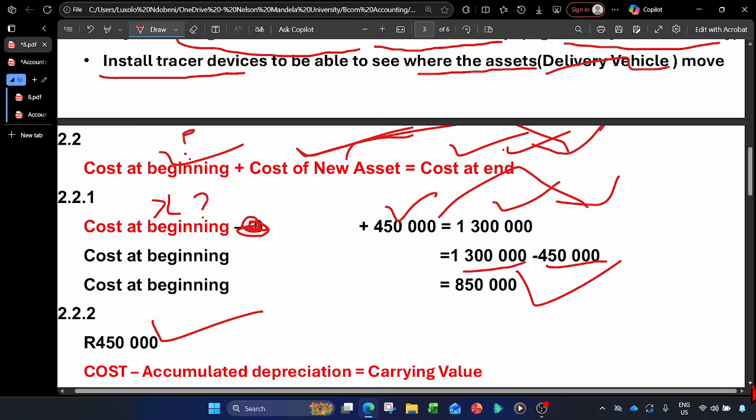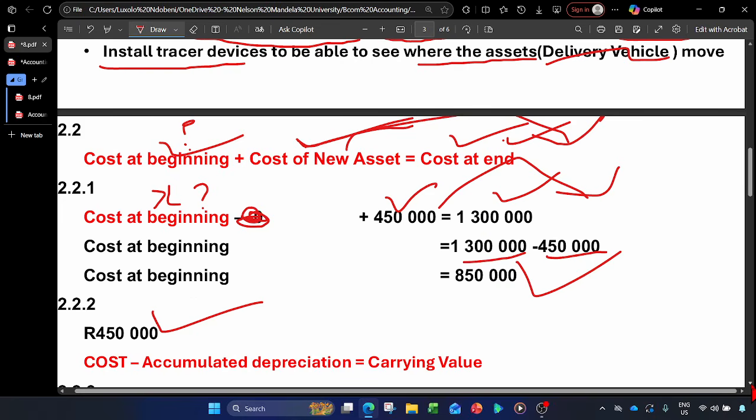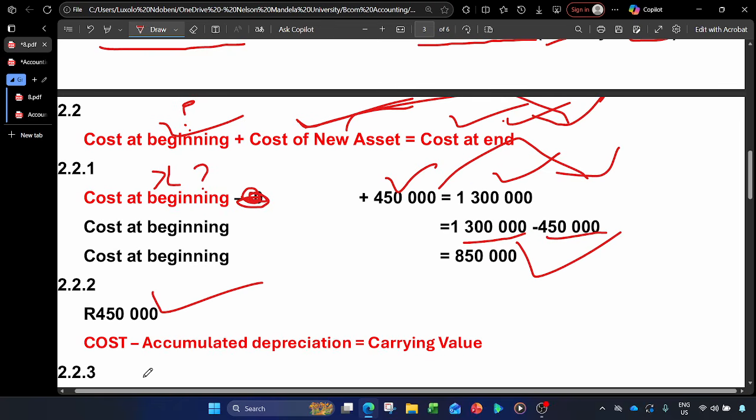So before we proceed to another question, I want to remind you about this other formula right here. I spoke about it before. Cost minus accumulated depreciation will give you the carrying value of an asset, right? So it's cost at beginning minus accumulated depreciation at beginning that will give you the carrying value of the asset at beginning. But if you say cost at end minus accumulated depreciation at end, you will have the carrying value at the end of an asset.